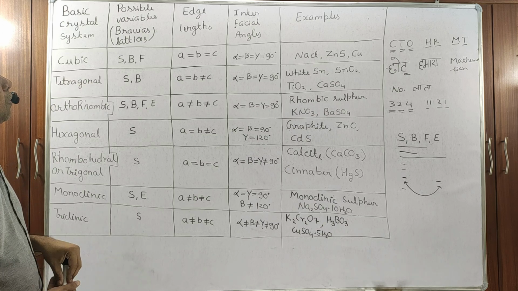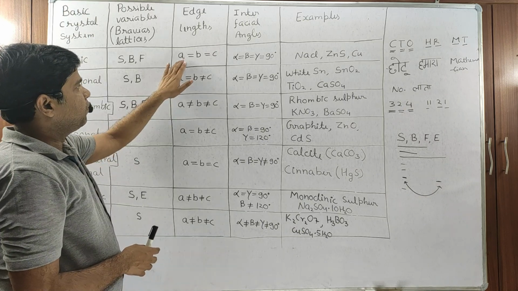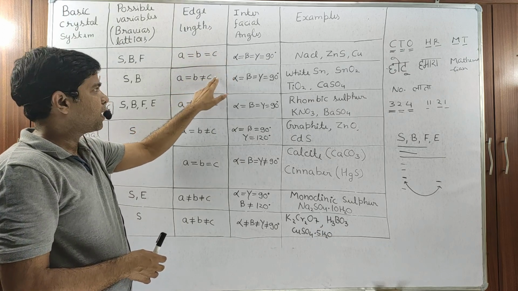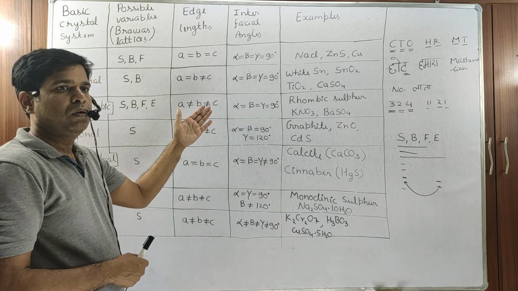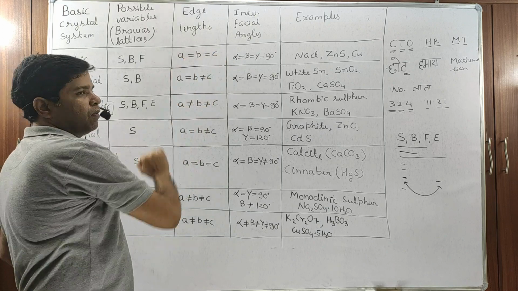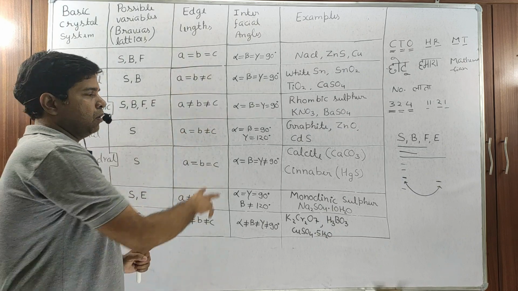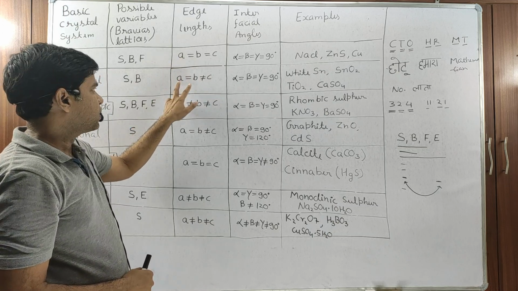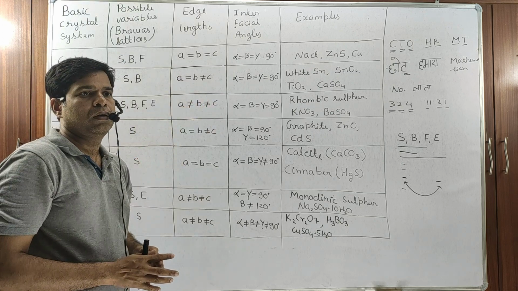Now how to remember the edge length? It is also very easy. Look, in the first one all are equal. In the second one, 2 are equal. In the third one, no one is equal. So one by one I am putting the equal and not equal signs here.